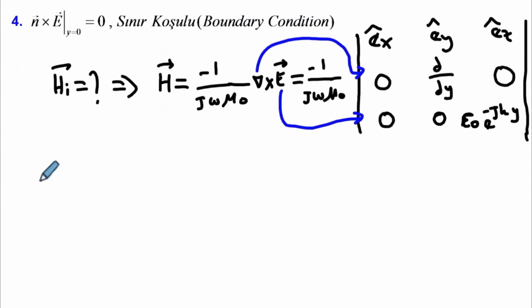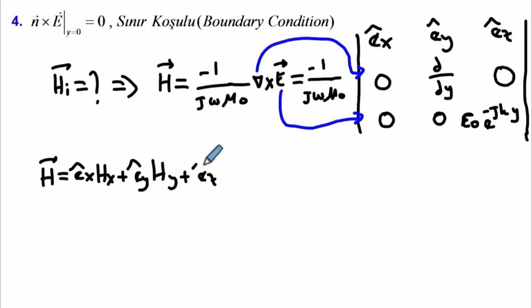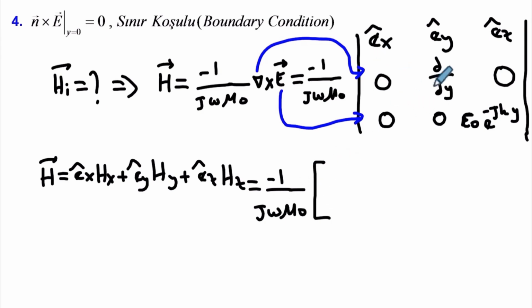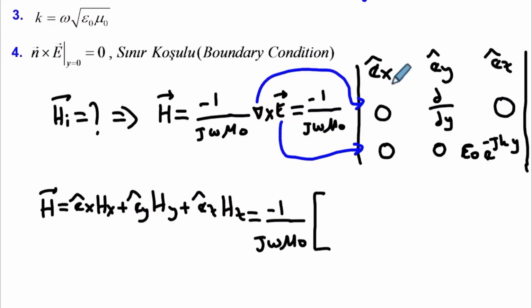Look, the most general form of H is normally written as H equals Hx in the x direction, Hy in the y direction, and Hz in the z direction. This is equal to, we have a coefficient in front, like -1 over j omega mu 0 as a coefficient. I wrote it this way, I opened a parenthesis. Now look, think of it as if you closed the first direction vector like this. After closing it, you write this first.